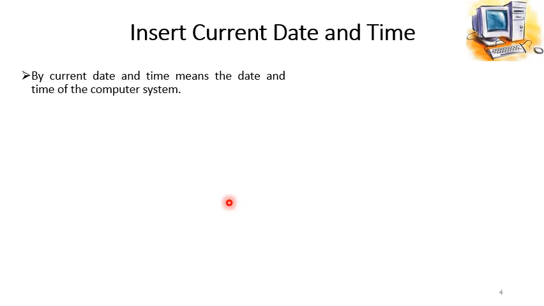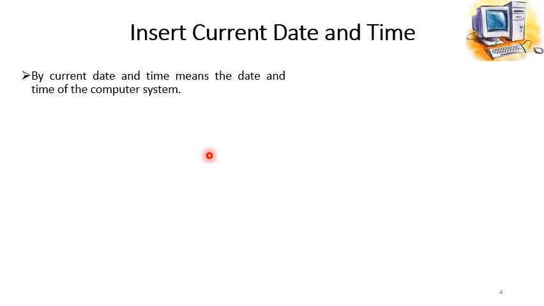Second, how we can insert current time and date in our document. It's very simple. By current date and time, we mean the date and time of the computer system. One thing you must know is that whatever date and time we want to insert in our document will actually be the date and time of your computer.